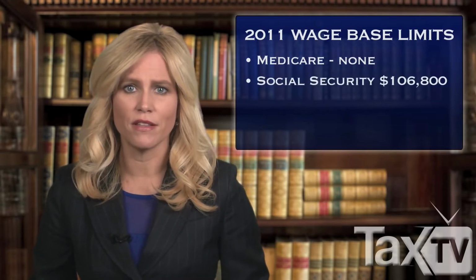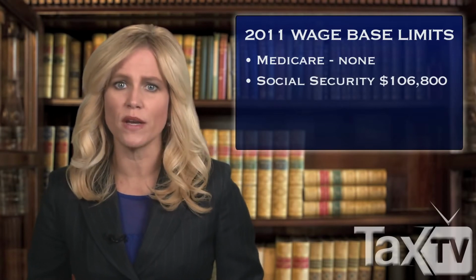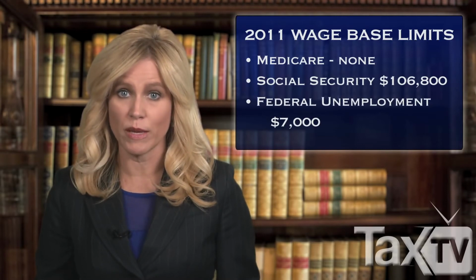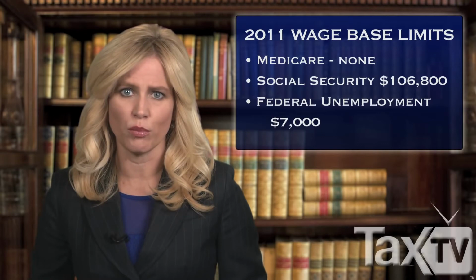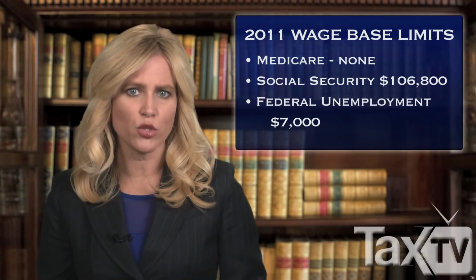In 2011, the Social Security wage-based limit is $106,800. For federal unemployment, the wage-based limit is $7,000. In California, the wage-based limit for employer state unemployment and employment training tax is also $7,000.